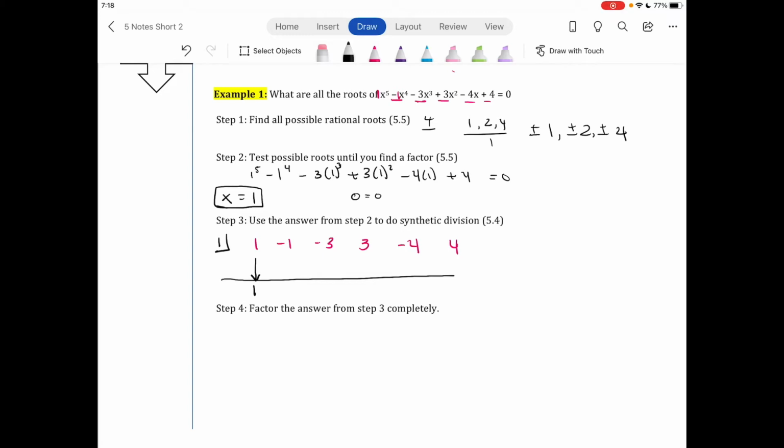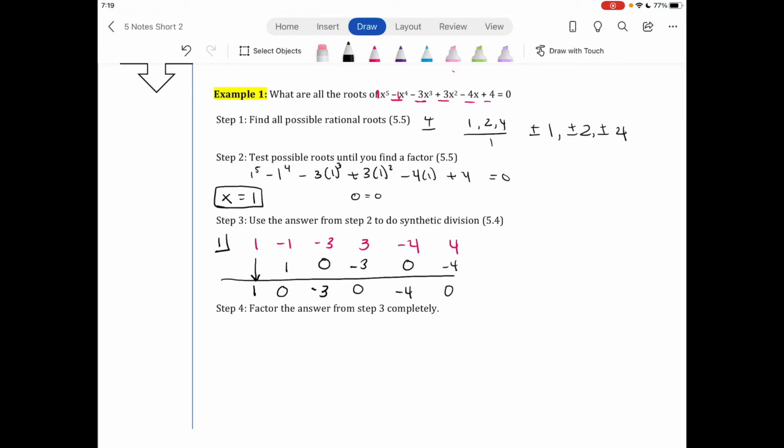Bring down the 1, multiply to get 1. Add down the column to get 0. Multiply with what's in the box, that gives 0. Add down, get negative 3. Multiply by 1, it will stay as a negative 3. Add down, we'll get 0. Multiply, stay 0. Bring down, negative 4. Multiply, negative 4. Add, and 0.